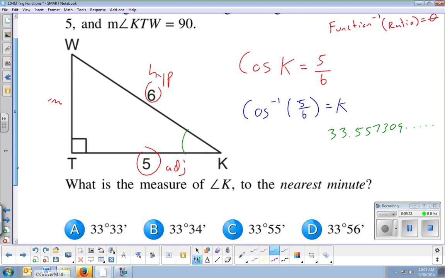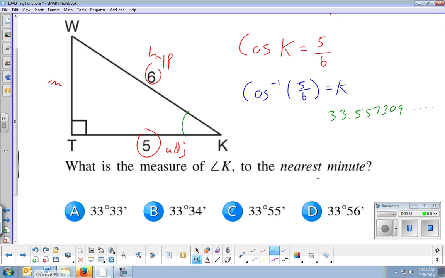But look at my answers. They want it in nearest minute. And so if you go to the angle feature in your calculator, and I'll show you how to do this in class because I can't pull it up on here, you can pull up something called DMS, which stands for degrees, minutes, seconds. That'll convert that for you to the answer of A, but I'll show you that in class.